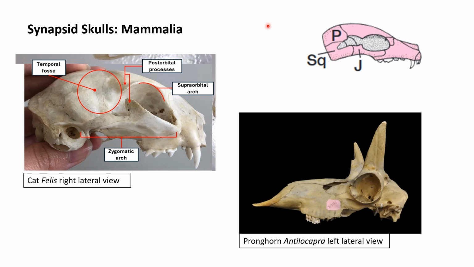Mammals display a synapsid skull. There is one temporal fenestra behind the orbit, and it may be confluent with the orbit. The infratemporal bar is also called the zygomatic arch, the cheekbone, which is very prominent in mammals.